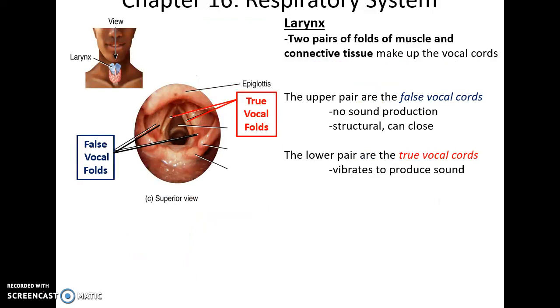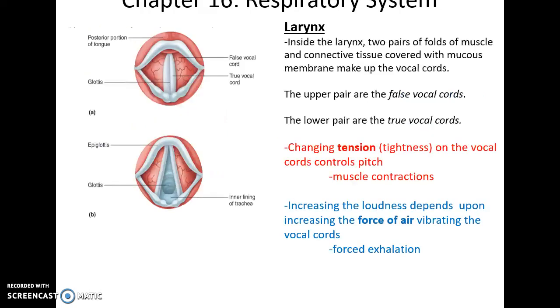There are two pairs of folds. The superior fold is the false vocal cords. They're primarily for structural reasons and to allow us the ability to close the larynx. And below that, inferior to that, are the true vocal cords, which are the ones that vibrate to produce sound. You can change tension on the true vocal cords through the contractions of muscles.